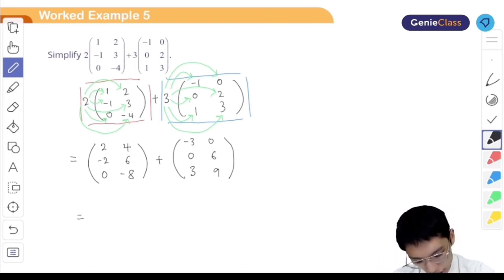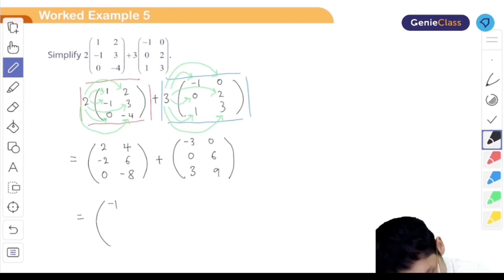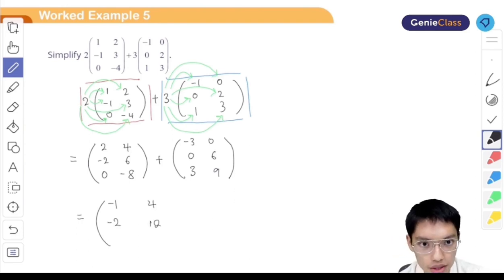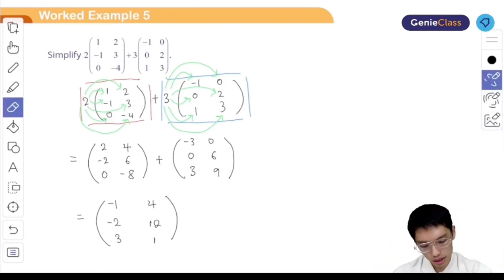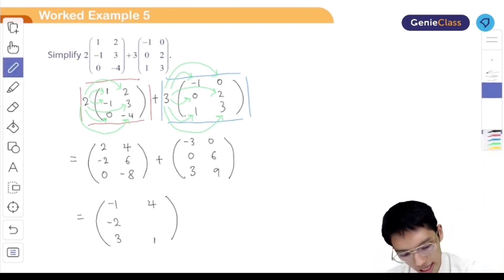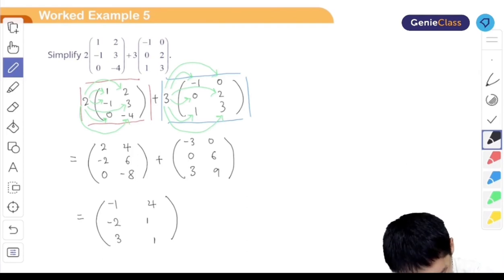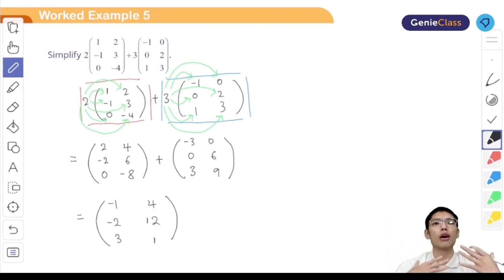2 plus minus 3, minus 1, 4 plus 0, 4, minus 2 plus 0, minus 2, 6 plus 6 is 12, 0 plus 3 is 3, minus 8 plus 9, it's 1. Okay, so in terms of scalar multiplication, we have to do the scalar first before we add. Similar to how we do for equations, just that now we branch it out to matrices.